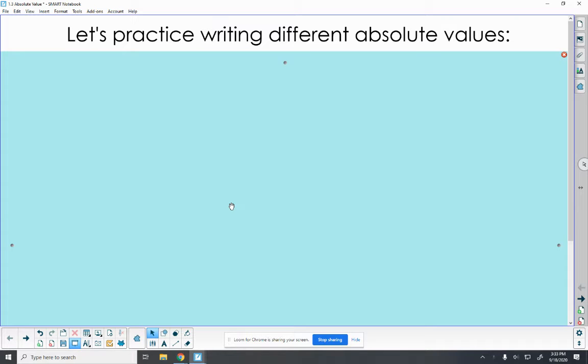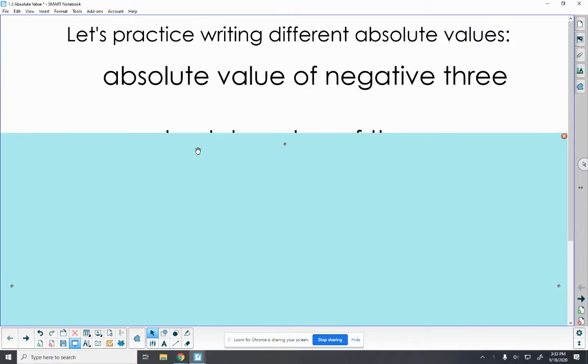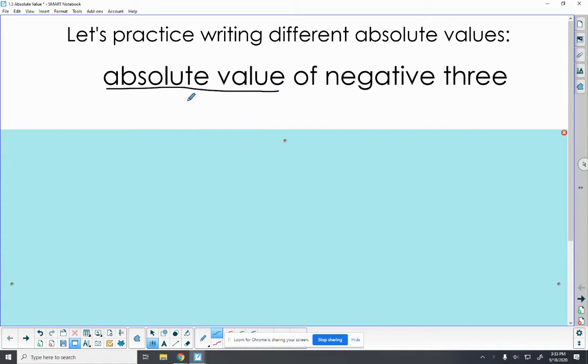I want to add on to our absolute value lesson. So we're going to practice writing different types of absolute values. The first part we want to do is focus on the absolute value. So we're going to draw our lines to represent absolute value. And then the rest of it we put inside -3.